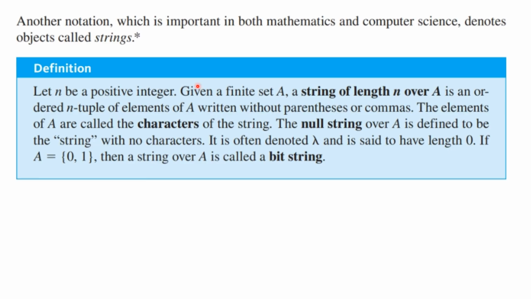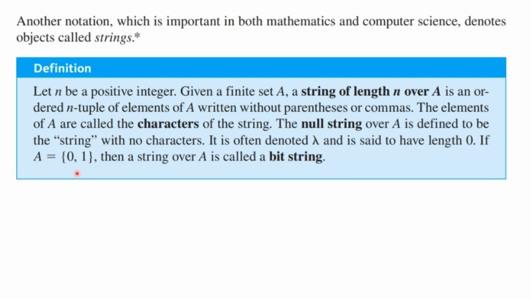Another notation, which is important in both mathematics and in computer science, denotes objects that are called strings. Here's a definition of a string. Let n be a positive integer. Given a finite set A, a string of length n over A is an ordered n-tuple of elements of A written without parentheses or commas. The elements of A are called the characters of the string. The null string over A is defined to be the string with no characters and is often denoted by the Greek letter lambda, and it's said to have length 0.